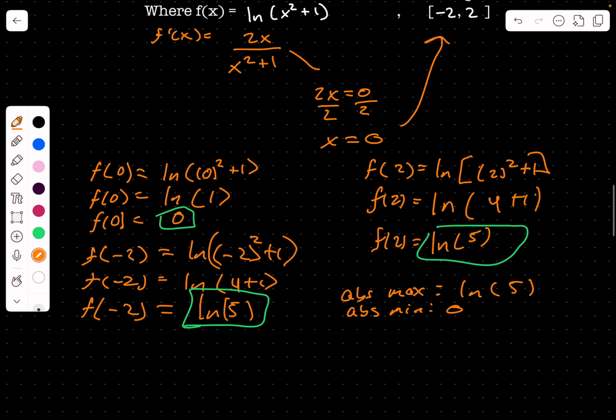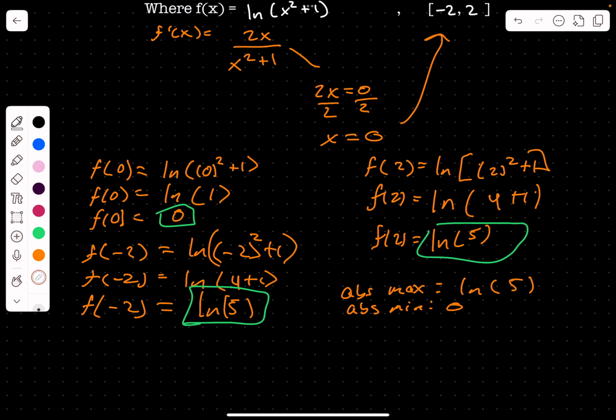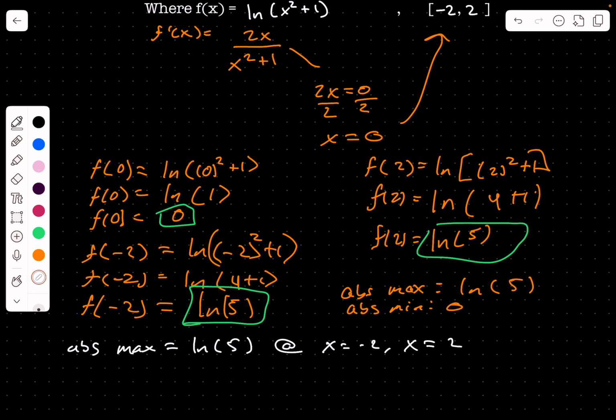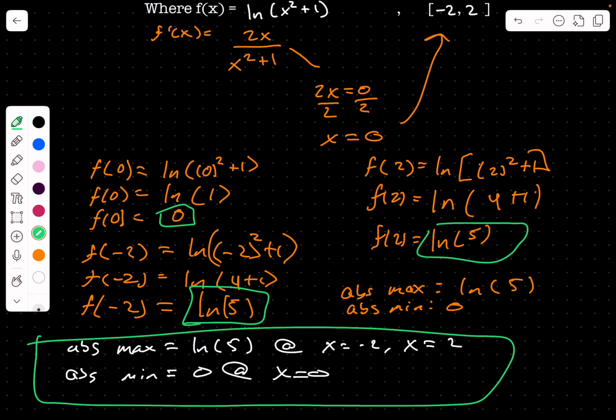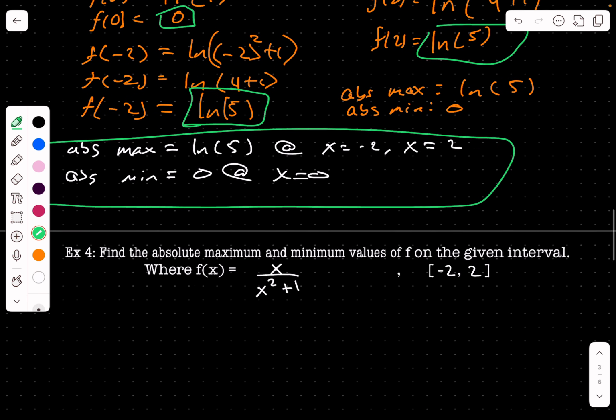And then if we want to write it the long way, we can say absolute max equals ln of 5 at x equals negative 2 and x equals 2. Our absolute min equals 0 at x equals 0. So these are our answers, right? See, it's pretty easy. It's not bad at all.